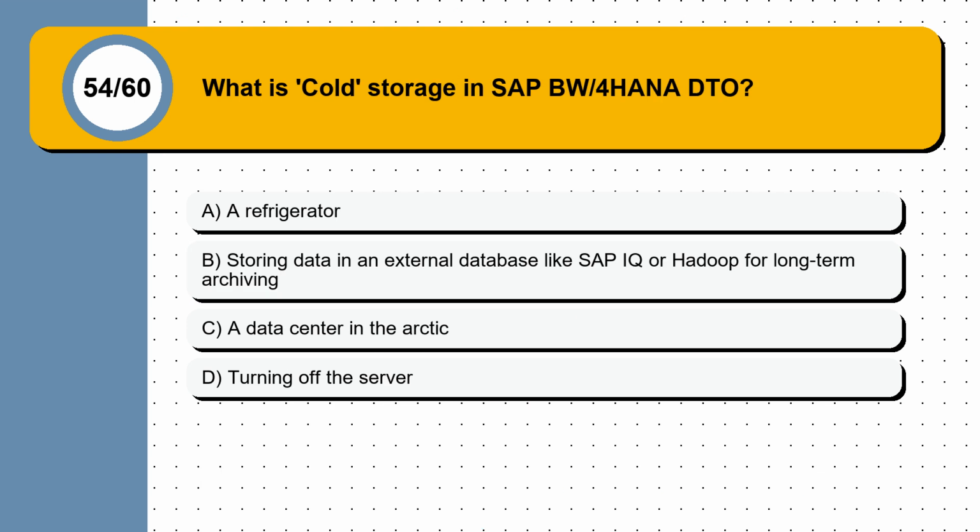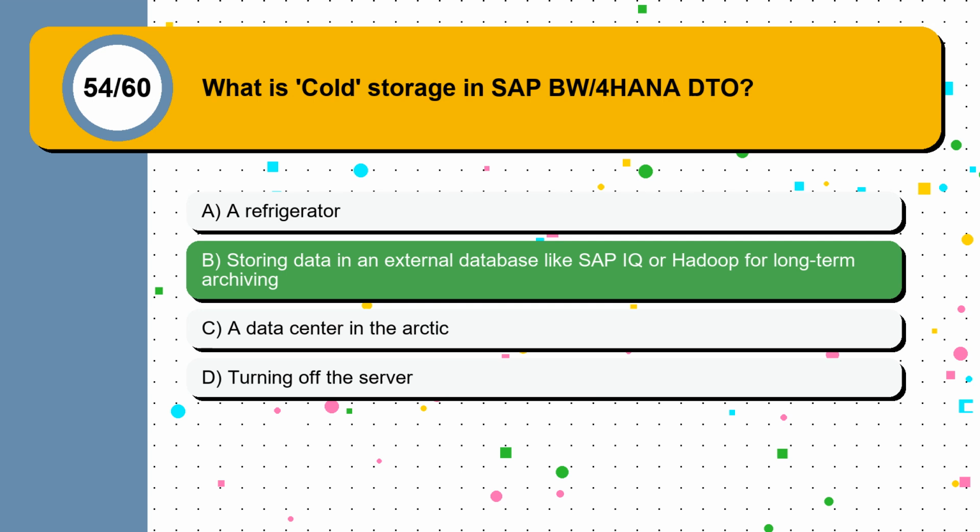Question 54. What is cold storage in SAP BW/4HANA DTO? Option A, a refrigerator. Option B, storing data in an external database like SAP IQ or Hadoop for long-term archiving. Option C, a data center in the Arctic. Option D, turning off the server.